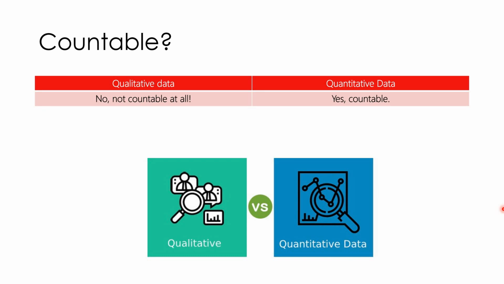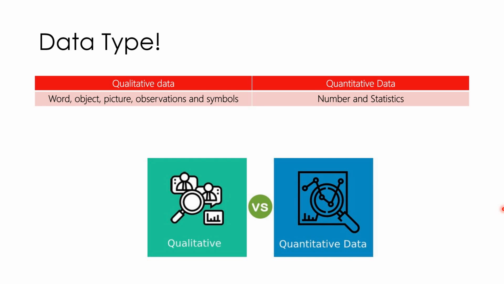Now, is it countable? Since you cannot measure, qualitative data cannot be counted at all. But quantitative, on the other side, since you can measure, you can count it. Data type. The word, object, picture, observations and symbols, all those things fall under qualitative data. The numbers and statistics, whichever is measurable, again the definition gets connected here. Whichever is measurable falls under quantitative data.